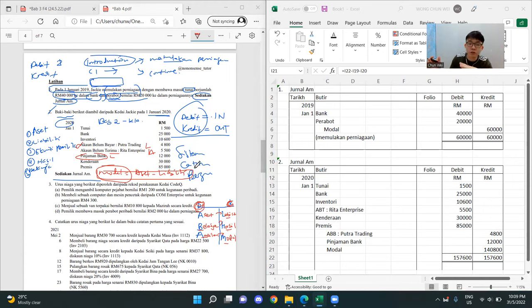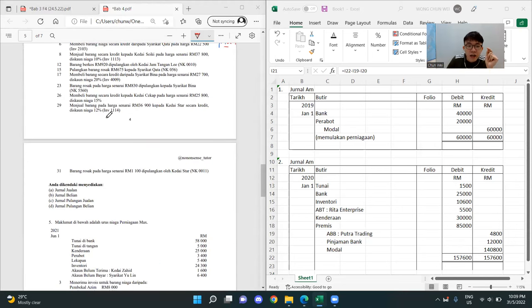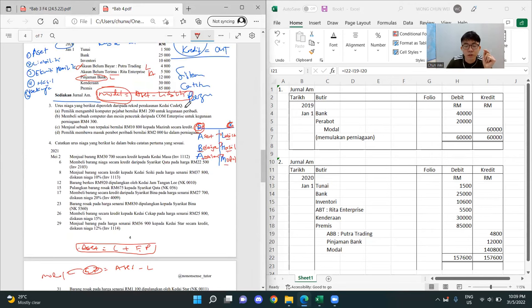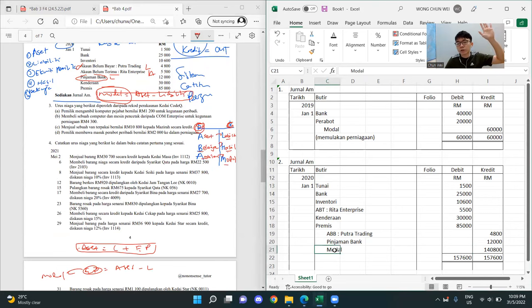So slowly you are seeing what we have learned from Bab Dua, Pengenalan Perakaunan, here in this Catatan Buku yang Pertama. And that's why I say the formula asset equals liability plus equity is very important. And this is the formula where you get the one just now. EP equals asset minus liability, and EP we can make it as a modal. So modal equals asset minus liability. Same thing. All right. So the rest, do you understand this modal stuff? If yes, give me an M. Can you get this figure or not? Yes, give me an M.